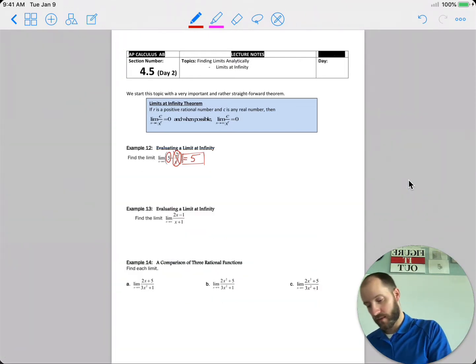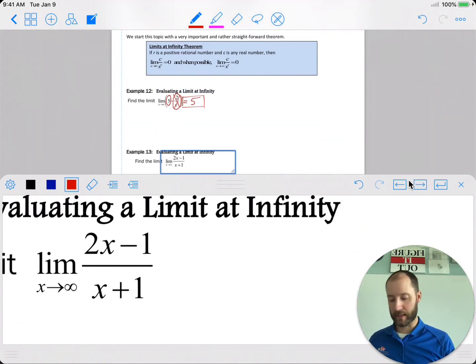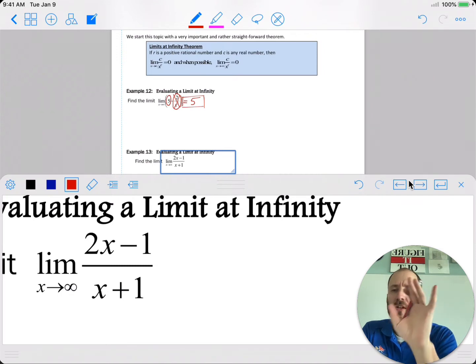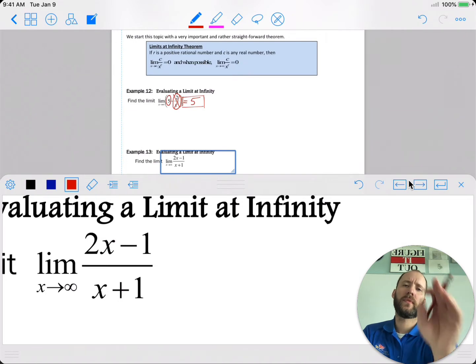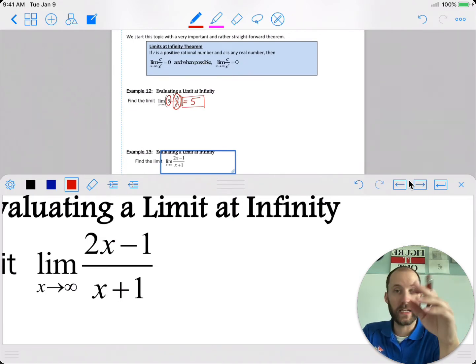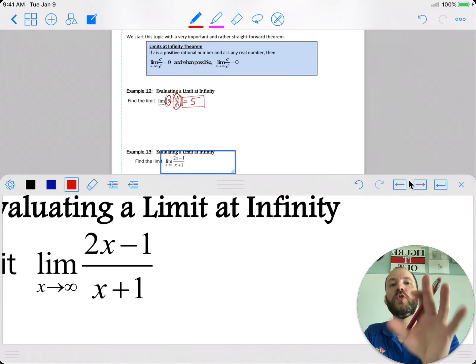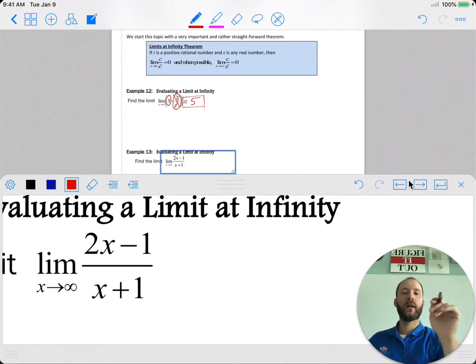Example 13. Again, look at the problem holistically. The top is 2x minus 1, the bottom is x plus 1. Let's look at the top first. Imagine someone says, hey, you just won, I'm going to give you $1 trillion. But that's not all. I'm going to double it. You're getting $2 trillion. But just wait, there's more. I'm going to take $1 away.